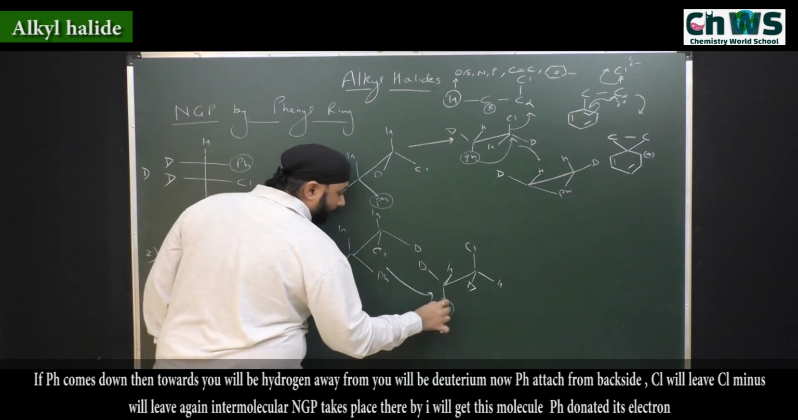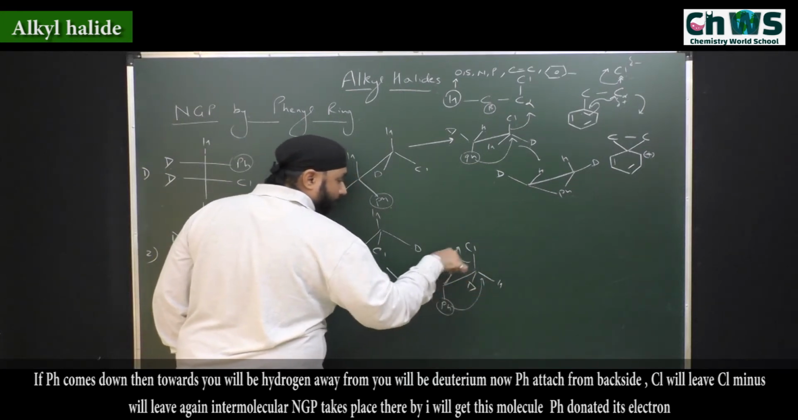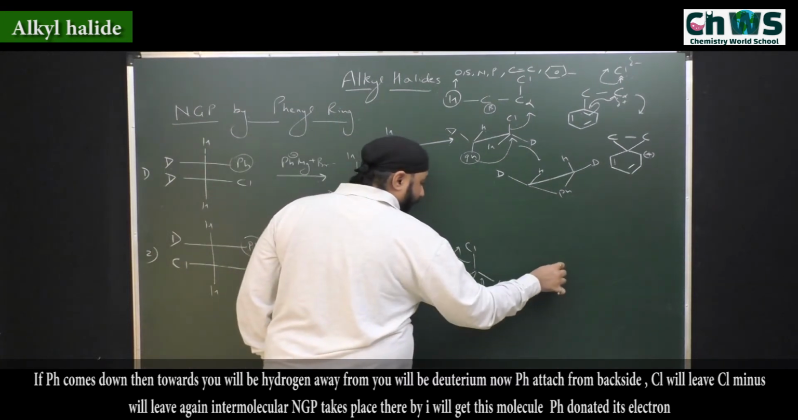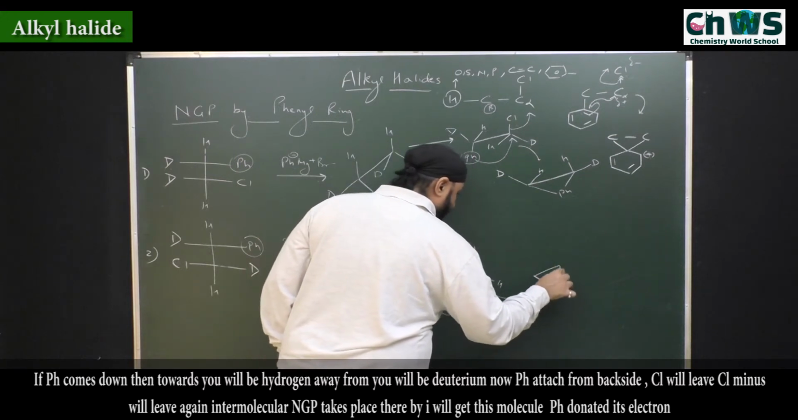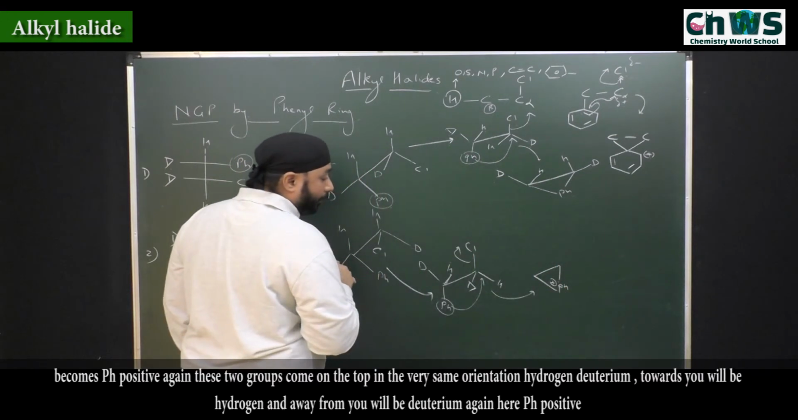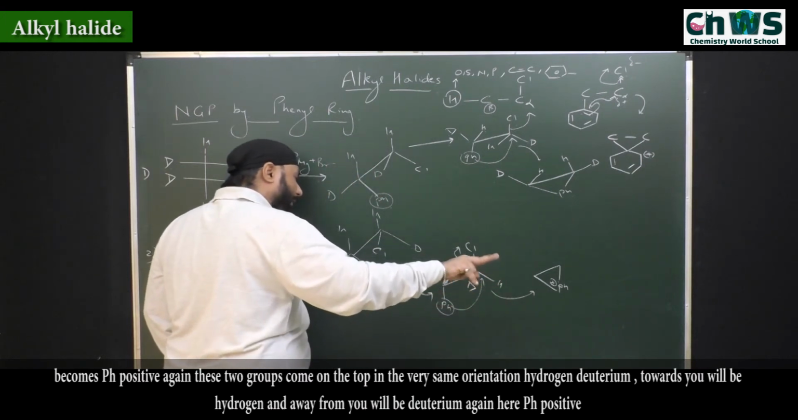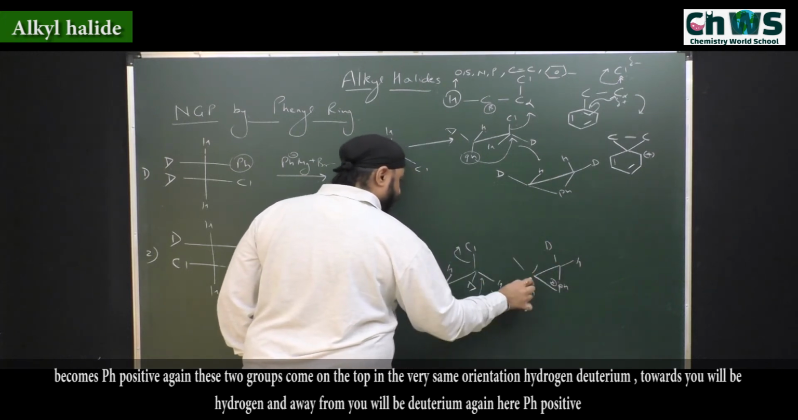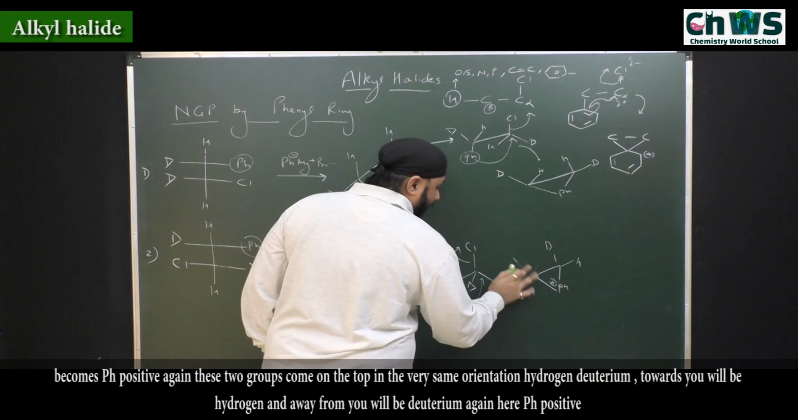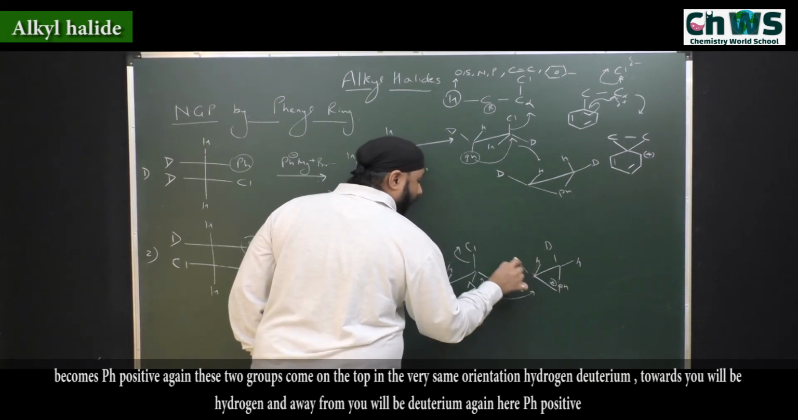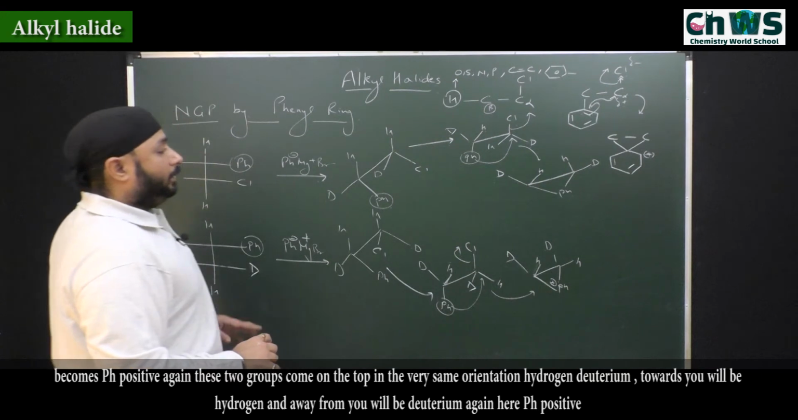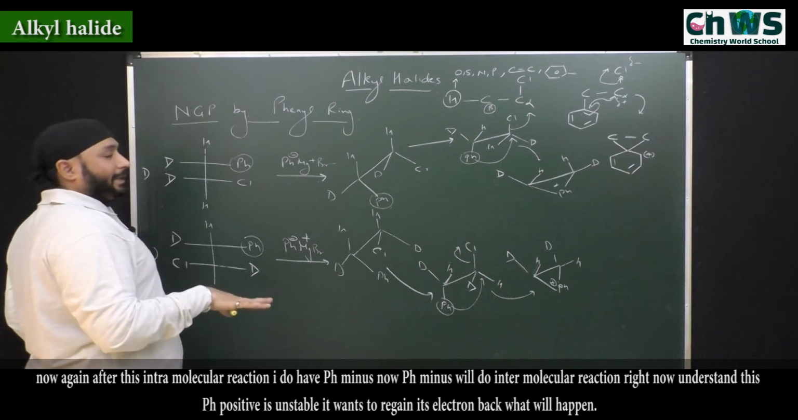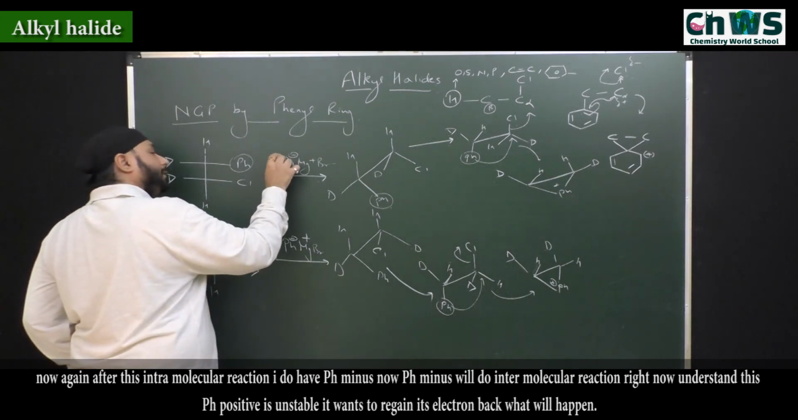Now Ph attacks from the backside here, Cl will leave, Cl minus will leave. Again an intramolecular NGP reaction takes place, whereby I'll get this molecule. Ph donated electron, becomes Ph positive. These two groups again come on the top in the very same orientation, hydrogen, deuterium, and here your hydrogen and deuterium. The towards you will be hydrogen, away from you will be deuterium, right? And again here Ph positive, right? Now again after this intramolecular reaction I do have Cl minus.